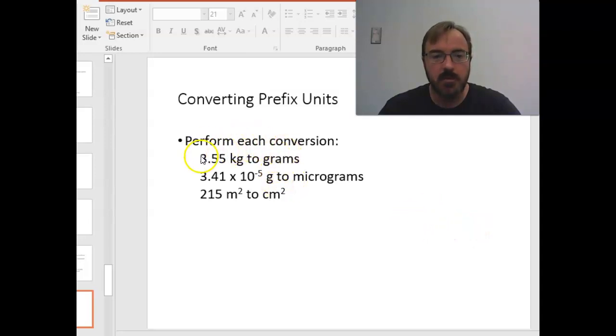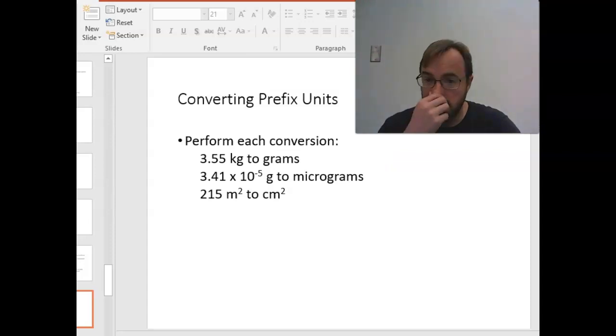Converting between different prefix units works the exact same way. Make sure you get used to these, and also there's a little bit of memorization for you. You need to memorize these different ones. So let's say we want to do 3.55 kilograms to grams.